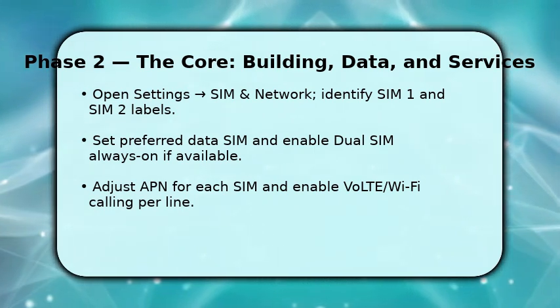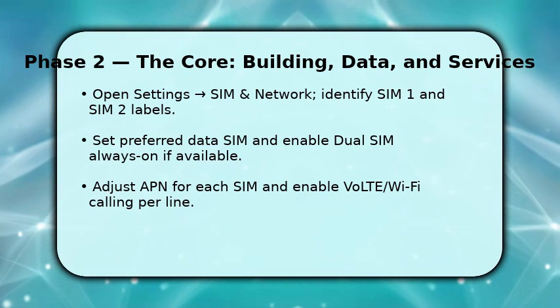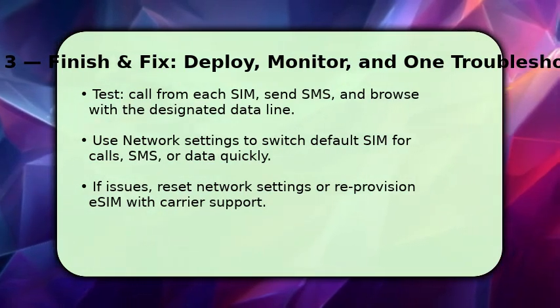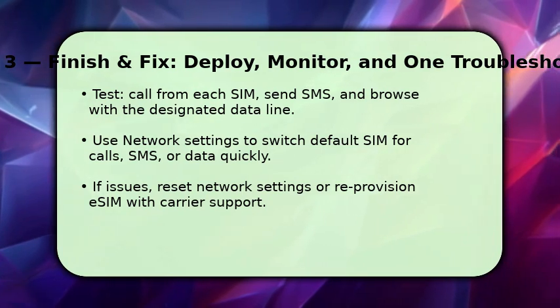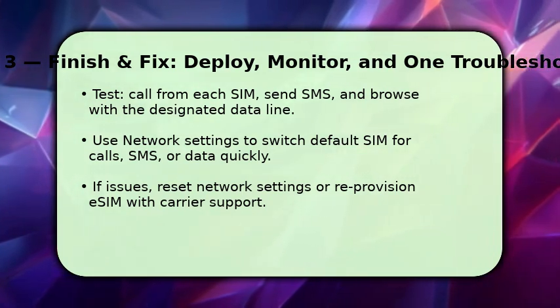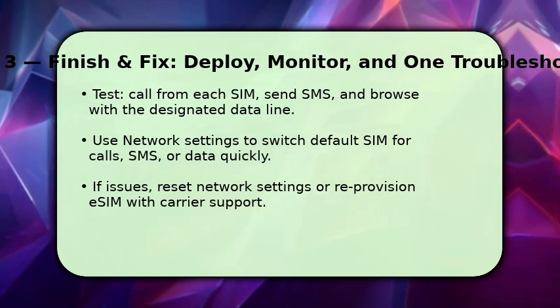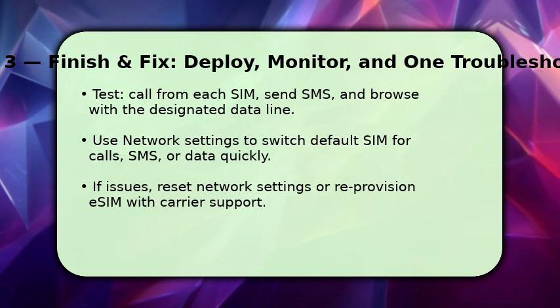This prevents dropped calls. Finish by testing every function. Place calls from each SIM, send SMS, and browse using the chosen data line to confirm routing. If you need to change defaults, go to Network Settings and set which SIM handles calls, SMS, or mobile data. Do this on the fly.